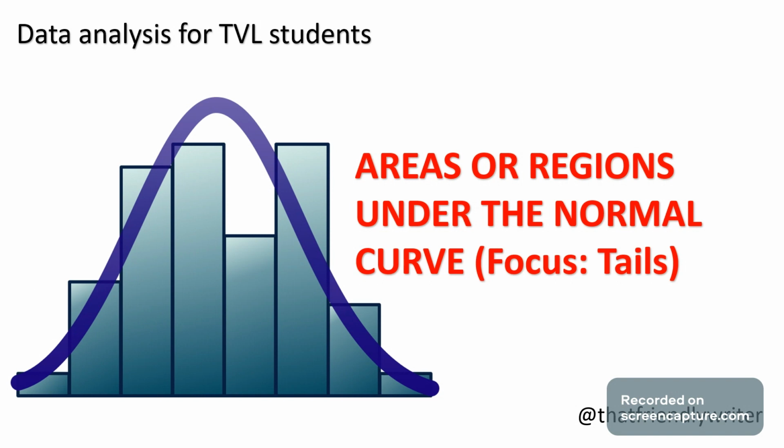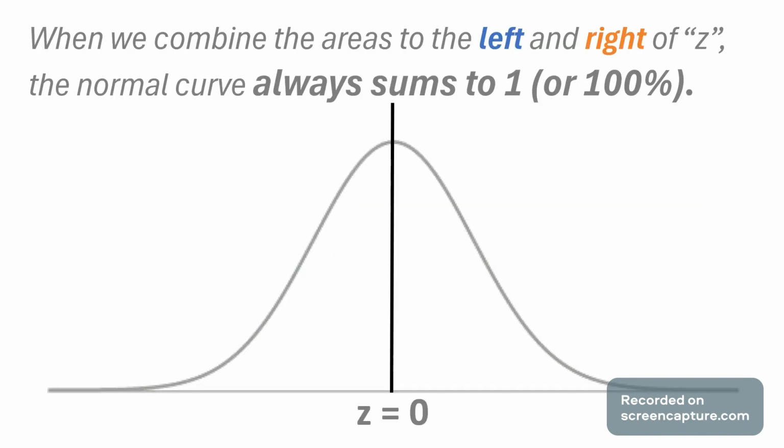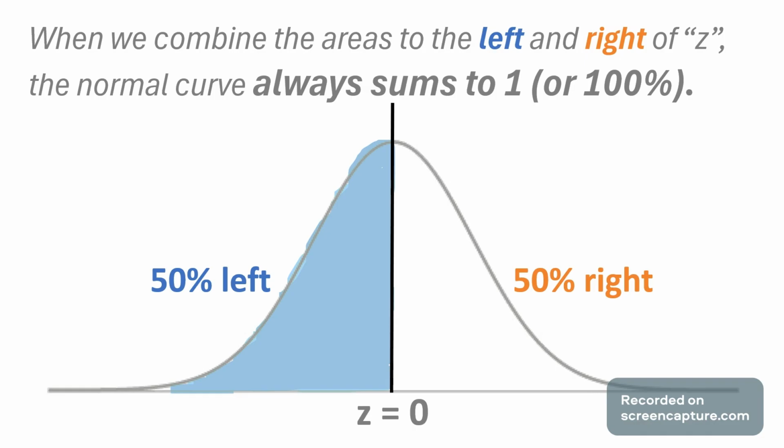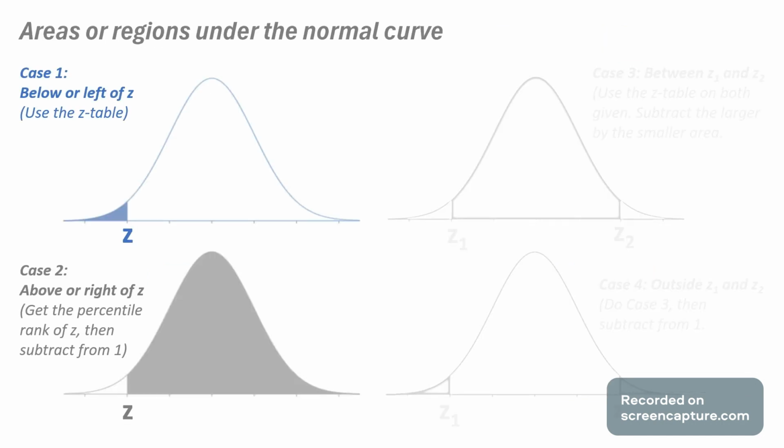Alright, let's get started. This is called a normal or bell curve. Recall that z equals 0 refers to the actual mean at the center. So it divides the data evenly, 50% on the left and another 50% on its right. This tells us that the left and the right of a z-score, when you add them, always sums up to 100% or simply 1. This is an important concept, that the sum of all areas or probabilities in the normal curve is always 1. Let's explore every area.